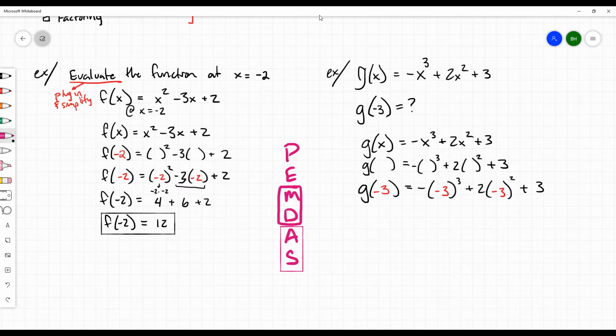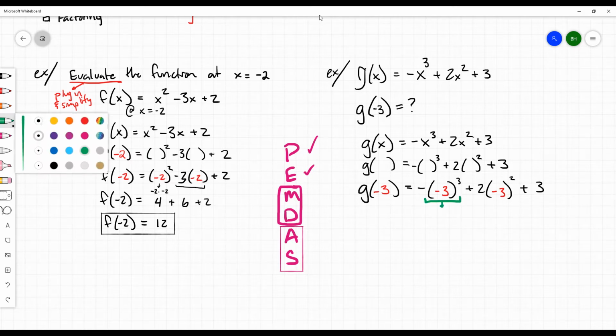So we need to make sure that we work through all sets of parentheses. Let's simplify. Okay, well, we have x and x, negative 3, negative 3. I can't simplify that anymore, so we're good. Exponents come next. So therefore, when I simplify this, I don't do anything with this negative out in front because this term here actually needs to be simplified first.